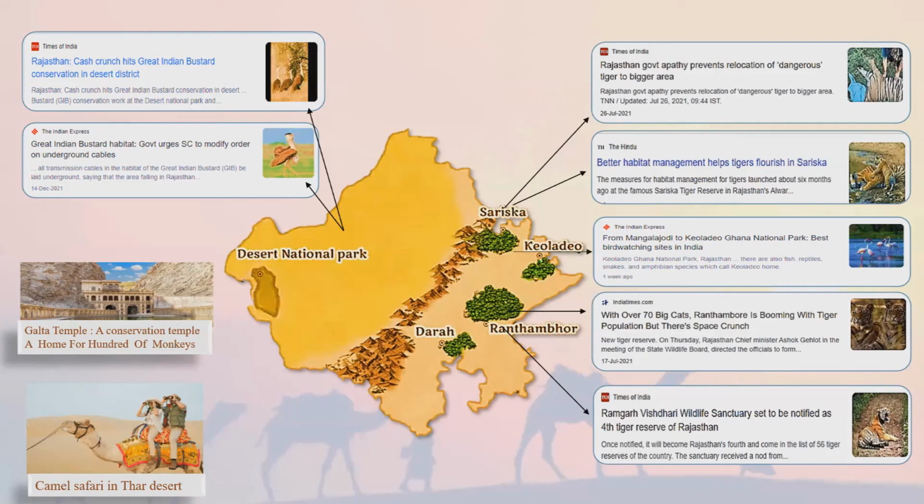Galta Temple, a conservation temple located at Jaipur, is home to hundreds of monkeys. No trip to India is complete without a camel safari in the Thar Desert.